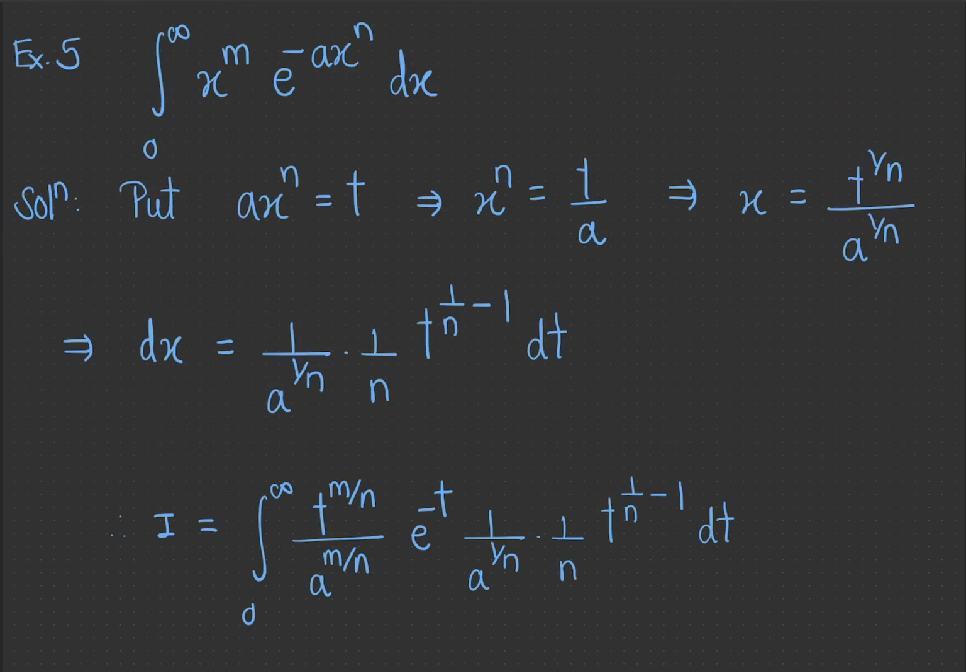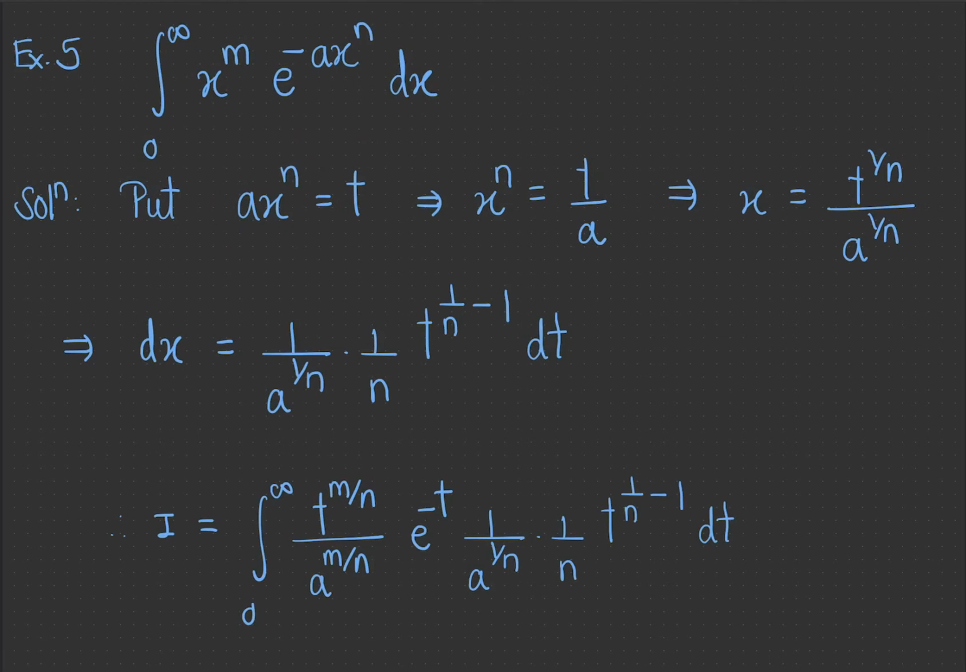Now differentiating both sides, we get dx, this is equal to, since 1 upon a raised to 1 by n is constant, it will remain as it is. Now derivative of t raised to 1 by n is 1 by n t raised to 1 by n minus 1 dt. So this integral becomes, also here the limits will remain the same, since when x is 0, t will be 0, and when x is infinity, t will be infinity. So the limits remain the same.